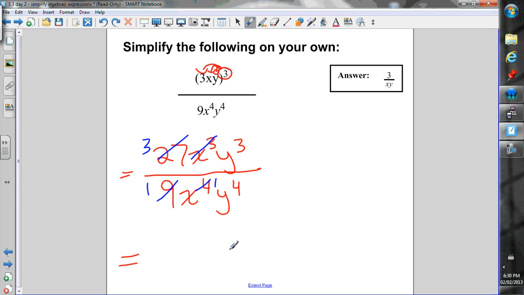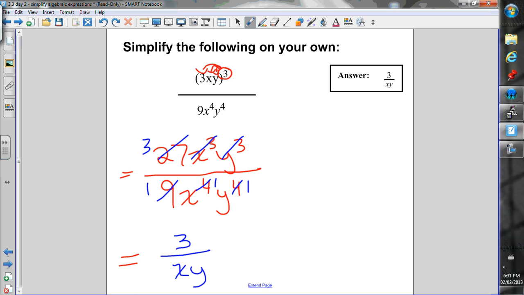Y cubed divided by y to the 4. 3 pairs are going to cancel. Take away 3 from that exponent, I'm left with 1. So what I'm left with on the top of the fraction is a 3. On the bottom, I'm left with a 1 times x to the 1 times y to the 1. So just an xy.